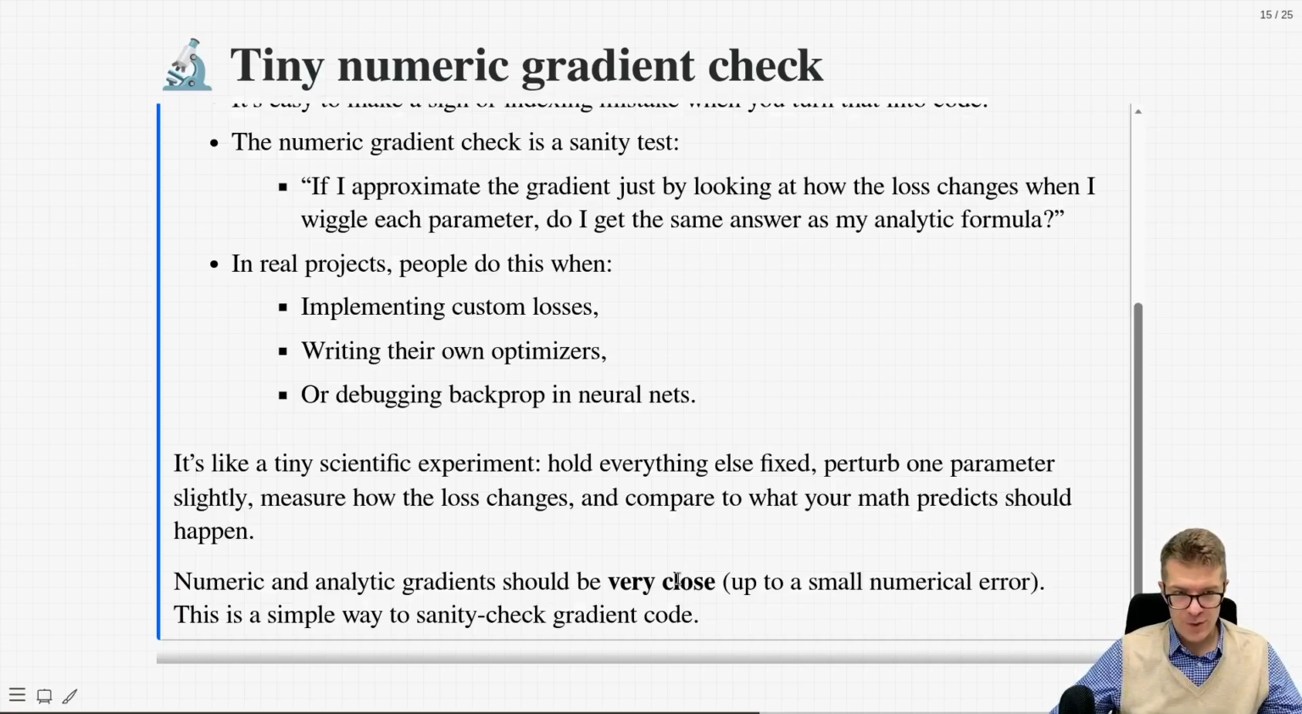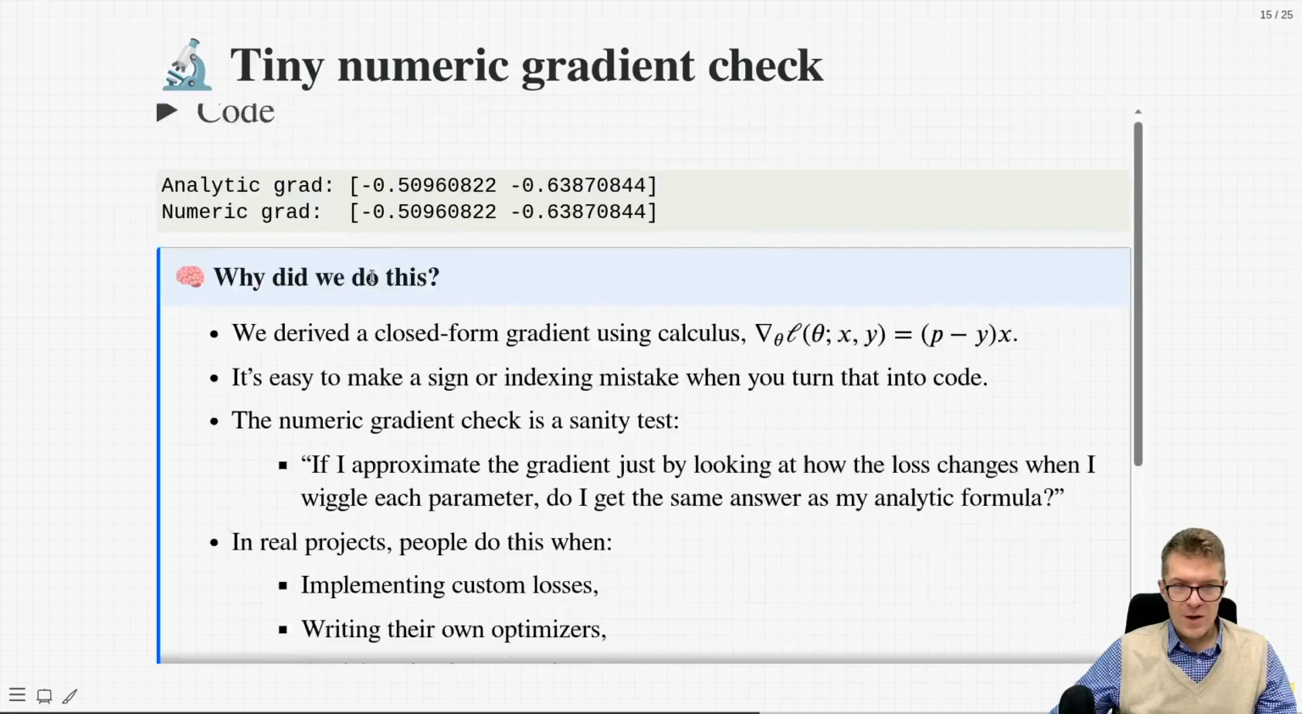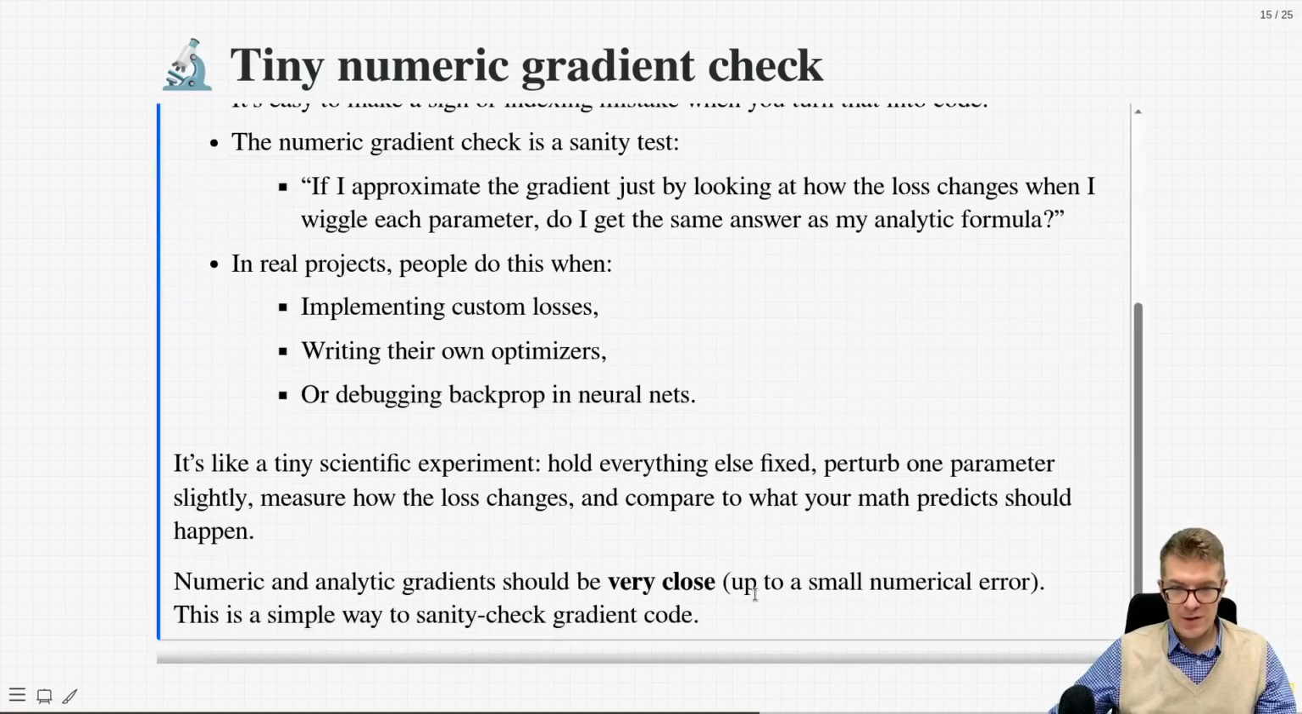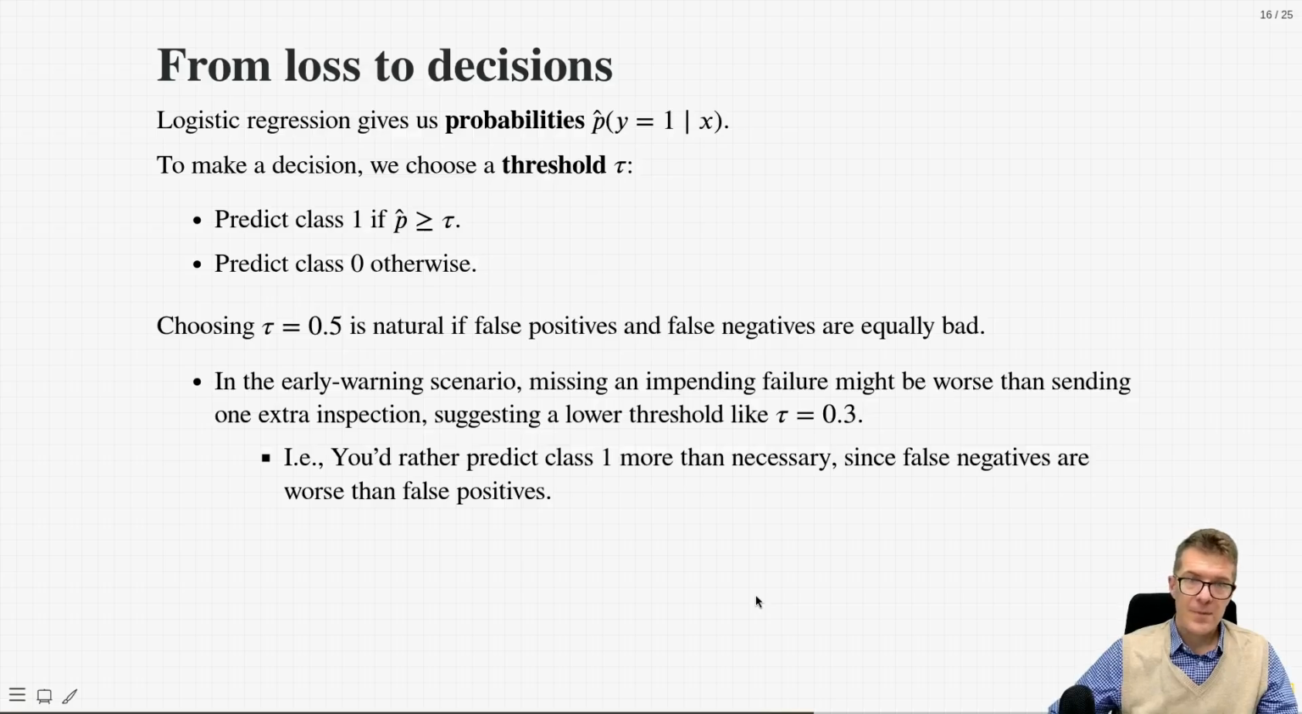So far so good. And like we saw a moment ago, these numeric gradients and the theoretical gradients should be close if the theoretical gradients are to be trusted. So let's pop out of the microscope for a little bit and get back to our overall story. So logistic regression gives us essentially probabilities that an outcome is true given some input x.